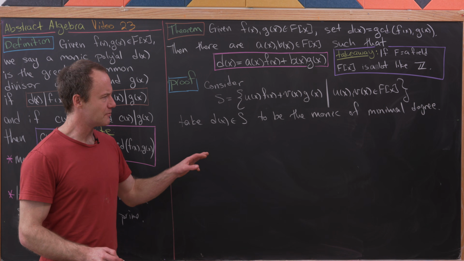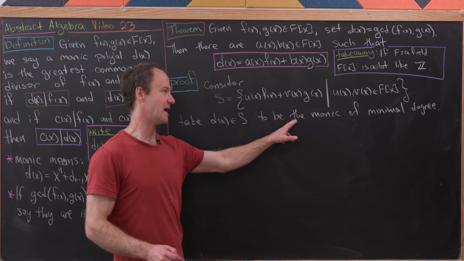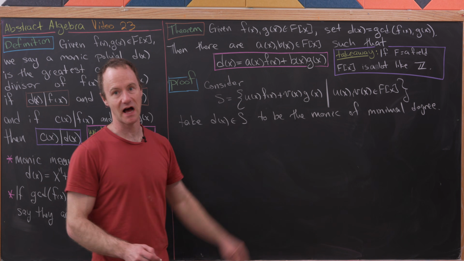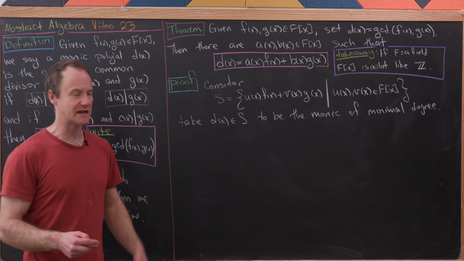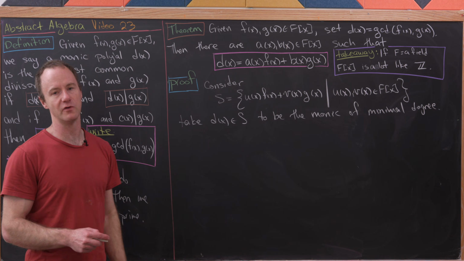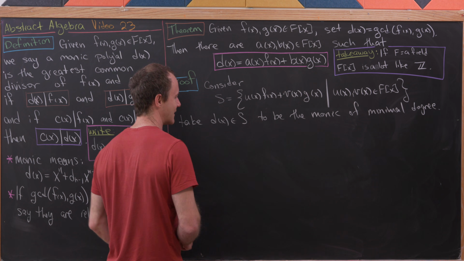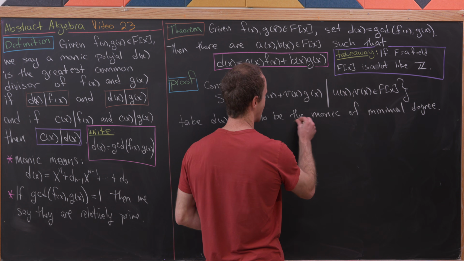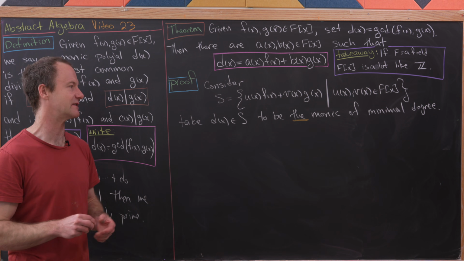So maybe you might be worried about this word the here instead of maybe the word a, because it's not clear that this GCD is a unique object. That's something that we'll prove at the end of this theorem though. And I know it's probably bad form to use the word the here when we have not yet proven that we have uniqueness, but I'm just going to leave it like that.